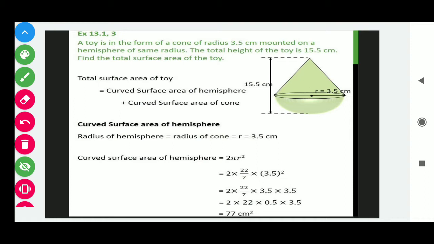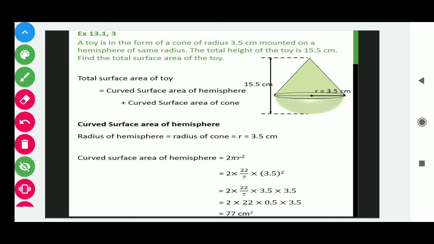In this question, we have a diagram. You can see here the green diagram, that is the shape of a toy. And here we have a cone that is mounted on a hemisphere. So students, it is understood that this toy must be hollow from inside. Here the total height of the toy is 15.5 centimeter and the radius is given as 3.5 centimeter.